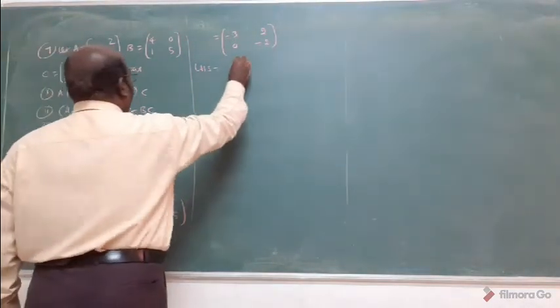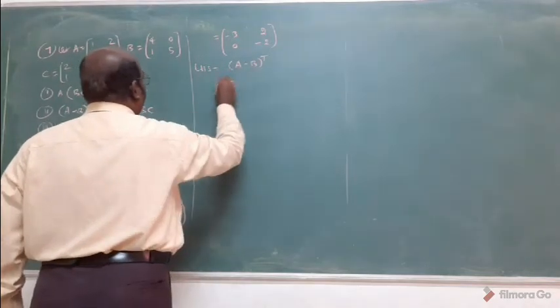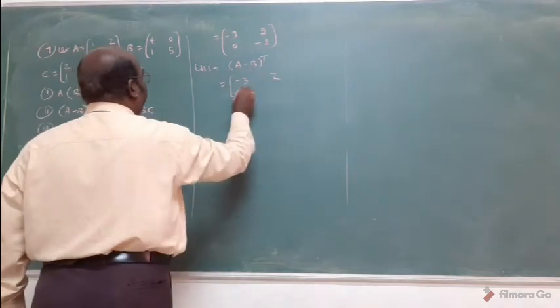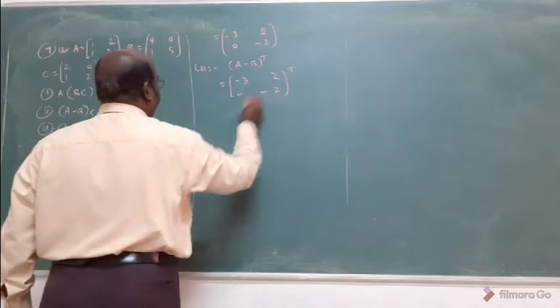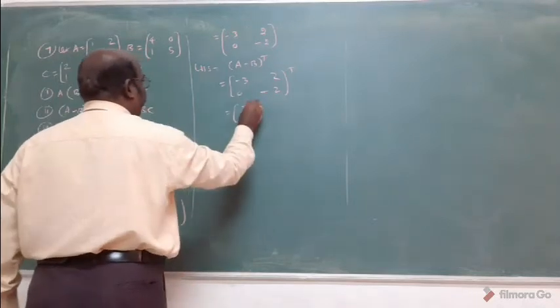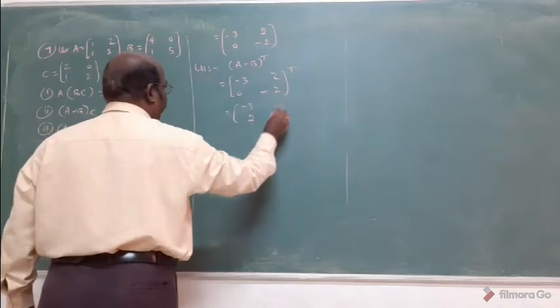Now LHS is what? A minus B whole transpose. A minus B is already found out. So take the transpose. Transpose means what? The first row becomes the first column. The second row becomes the second column.